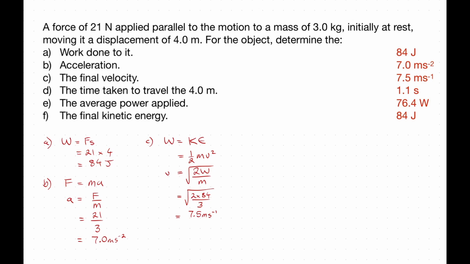The average power, so for D, power is equal to our work divided by time. This is going to be our 84 joules. Oh, no, I've got that wrong. I have not done the time taken.